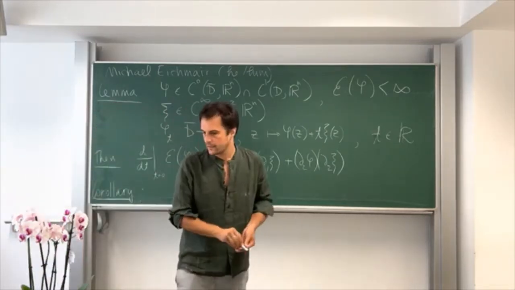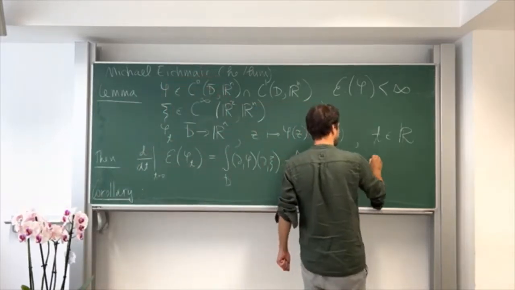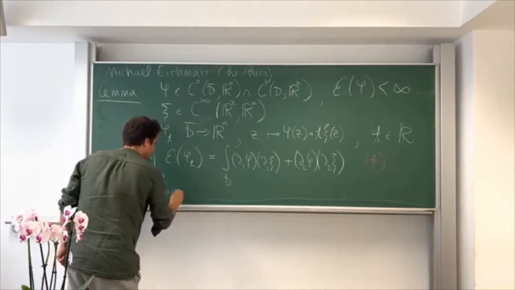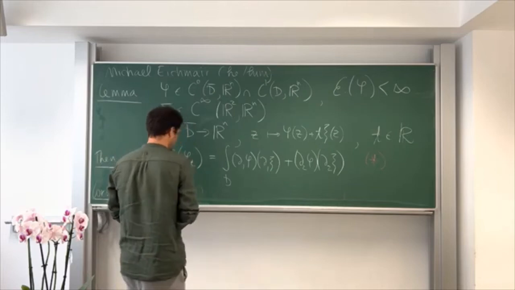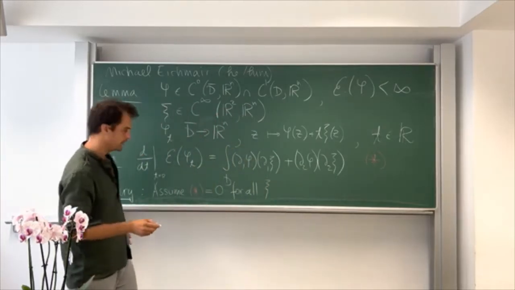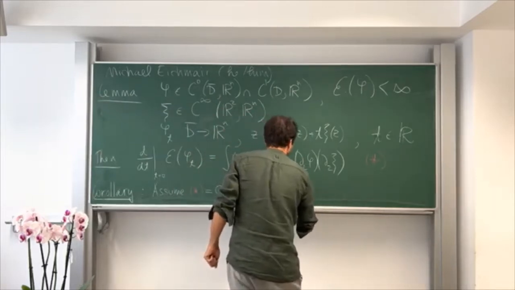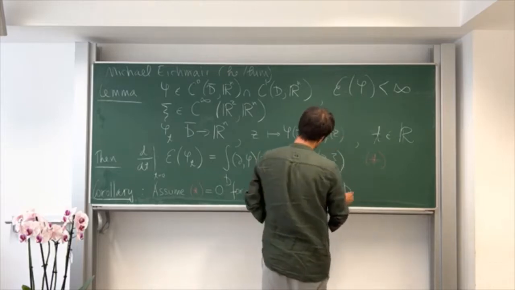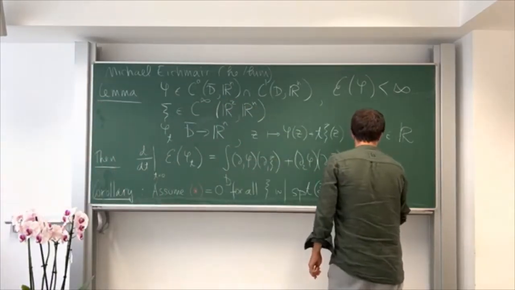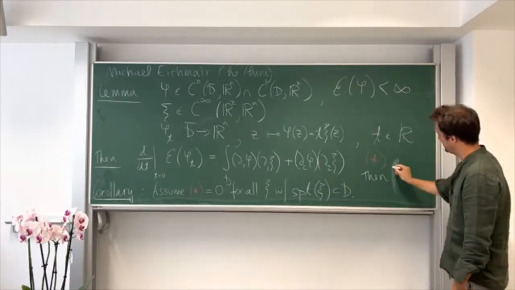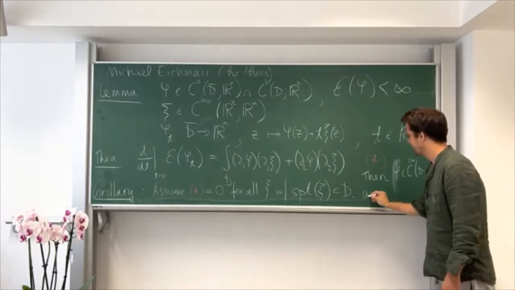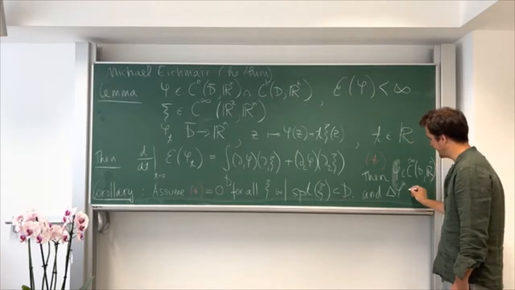So if this quantity here, we'll assume that this quantity here is zero for all such smooth vector fields on R2 with support in the unit disk. So in particular, psi vanishes on the unit circle. Then it follows that phi is smooth on the interior and all of its components, phi A, are harmonic.